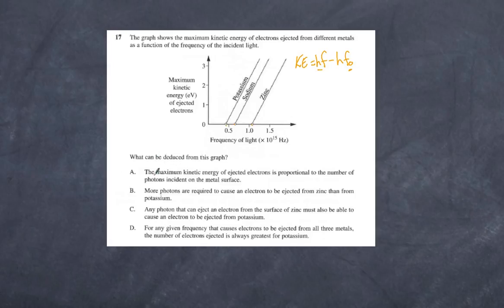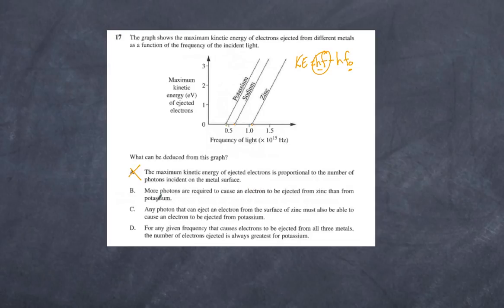What can be deduced? A, the maximum kinetic energy of electrons is proportional to the number of photons incident on the metal surface. Well, this is exactly against the whole concept of the photoelectric effect, because it is the energy of the individual photon that determines the kinetic energy of the electron, not the number of photons. In fact, the number of photons only affects the current, which is the number of electrons per second passing through the circuit. So that is incorrect.